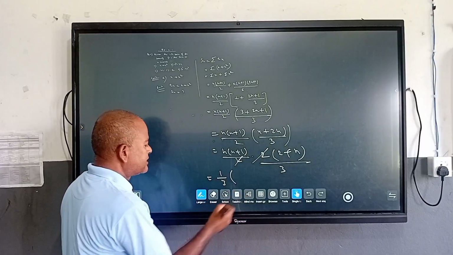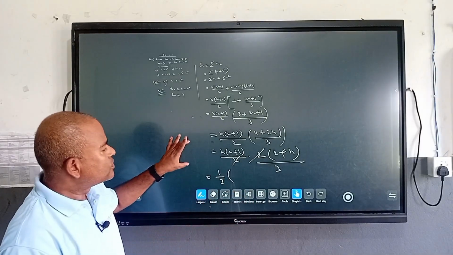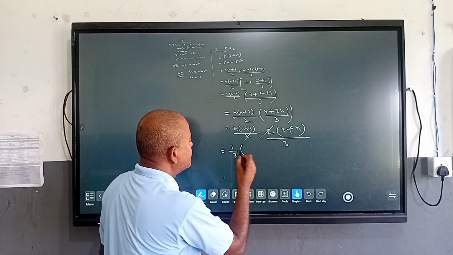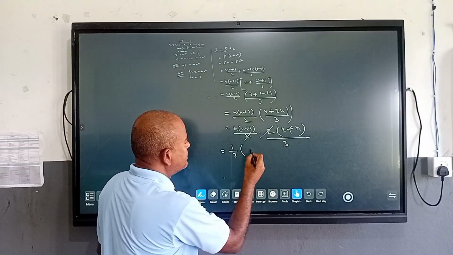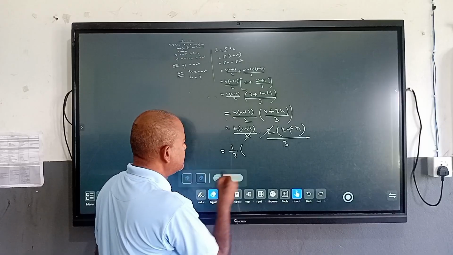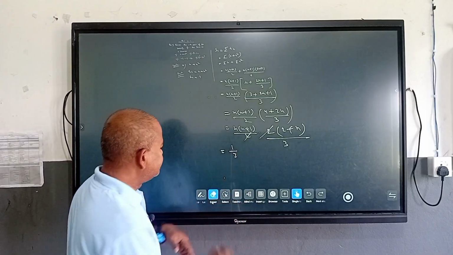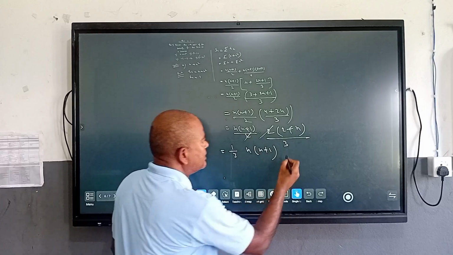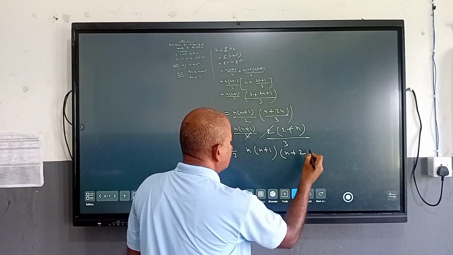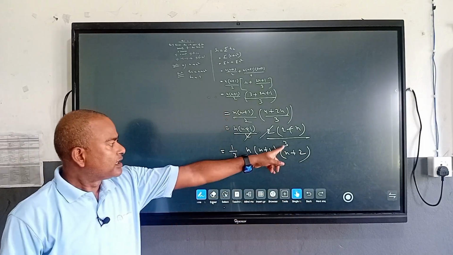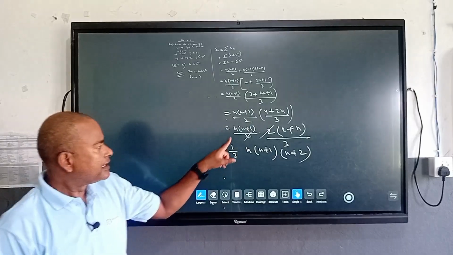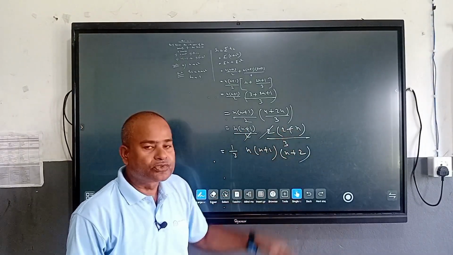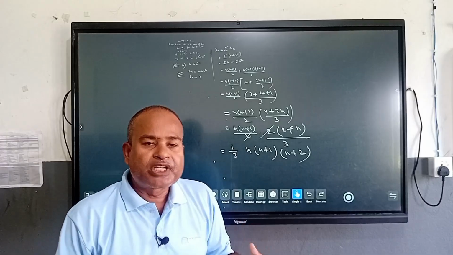So dear students, the solution of the question we have got is 1 by 3 times n plus 1 times n plus 2. So 3 we can write as 1 by 3, and the remaining terms are n plus 1 and n plus 2. So this is the required solution.